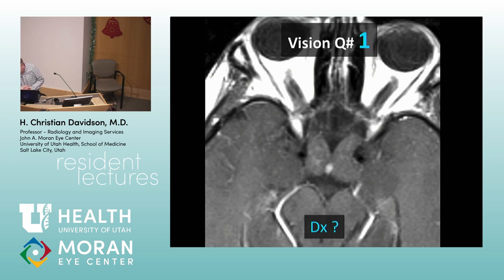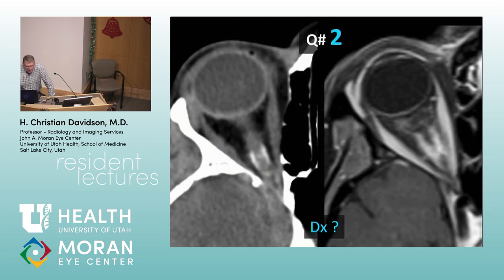Maybe the same history, different patient, but maybe the same history. Older child with mild vision impairment. This is a post-contrast T1, not fat suppressed, but it is post-contrast. So same diagnosis as the first images. Okay, question two.